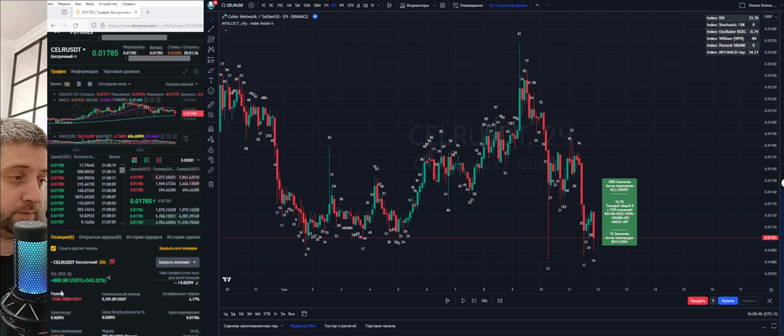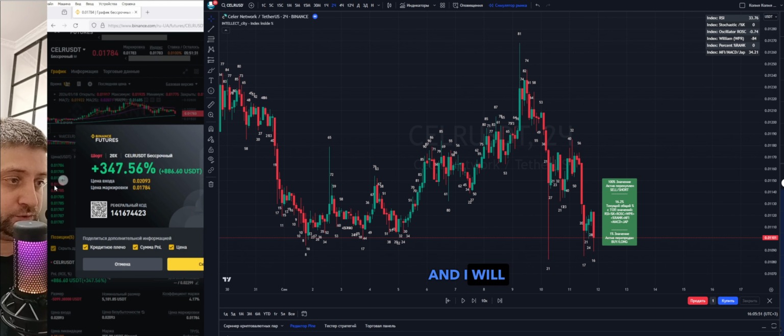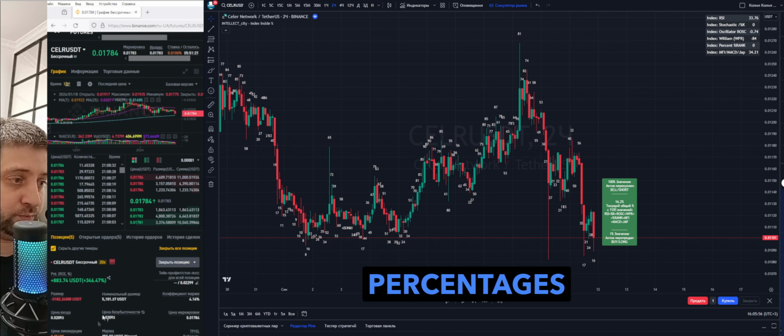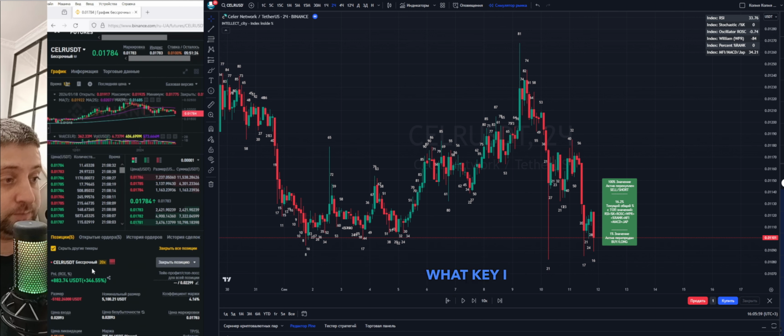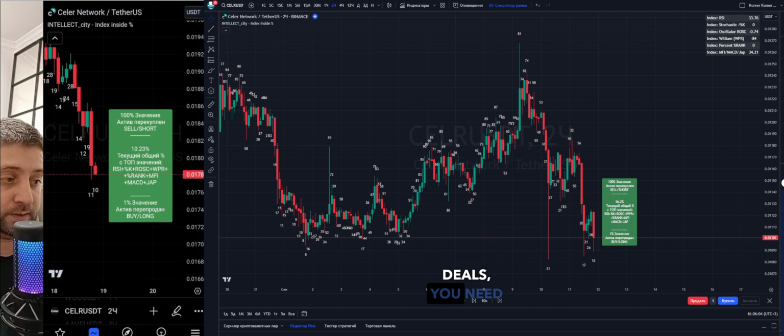So we look at the transaction itself, the profit in USDT, and I will show the percentage on the exchange itself. That means the percentages in USDT, what leverage I use, the margin. This is such profit. To get such deals, you need to resort to some instruments. There is no way without it.